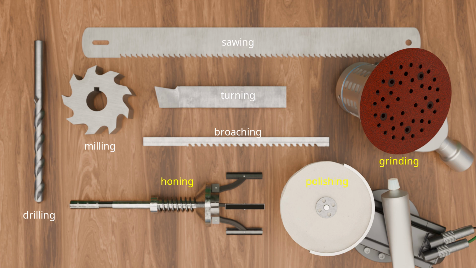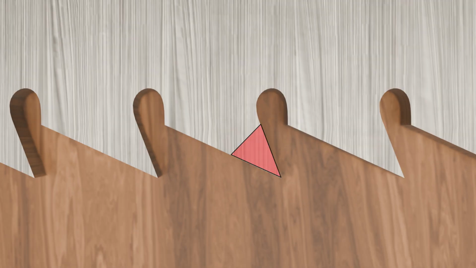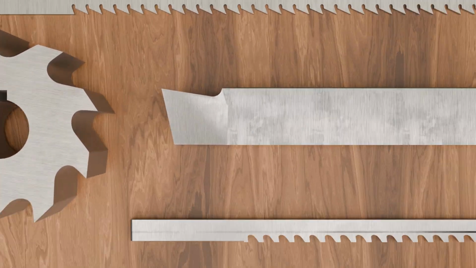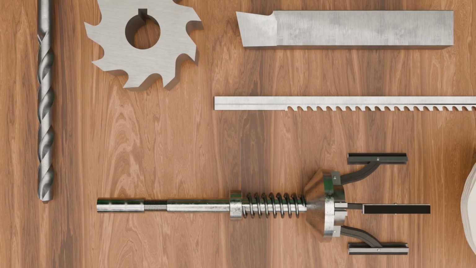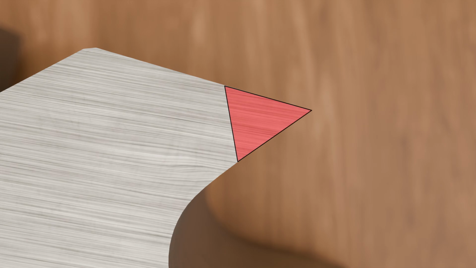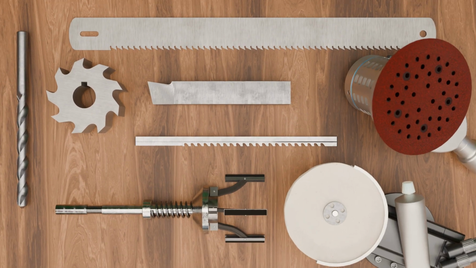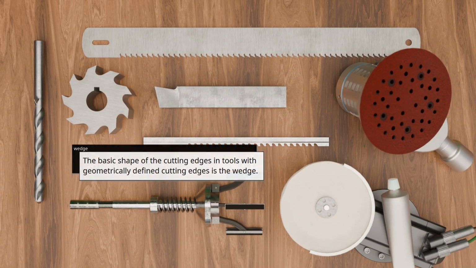Essentially, all manufacturing processes using such geometrically defined cutting edges share a common feature. The cutting edge shape can be traced back to the shape of a wedge. Hence, the term cutting wedge is used. So note, the basic shape of the cutting edges in tools with geometrically defined cutting edges is the wedge.